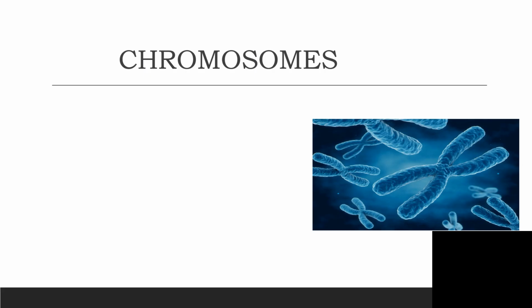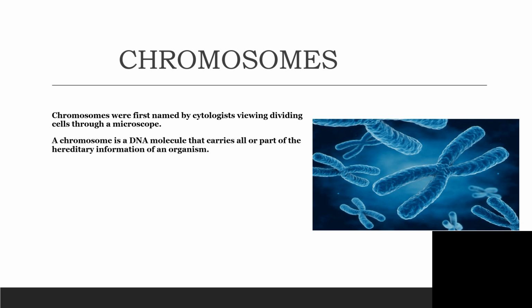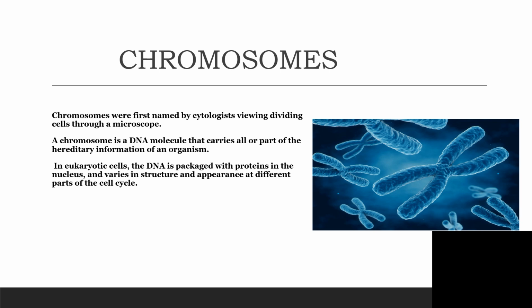What are chromosomes? Chromosomes were first named by cytologists viewing dividing cells through a microscope. A chromosome is a DNA molecule that carries all or part of the hereditary information of an organism. In eukaryotic cells, the DNA is packaged with proteins in the nucleus and varies in structure and appearance at different parts of the cell cycle. Chromosomes condense and become visible by light microscopy as eukaryotic cells enter mitosis or meiosis.